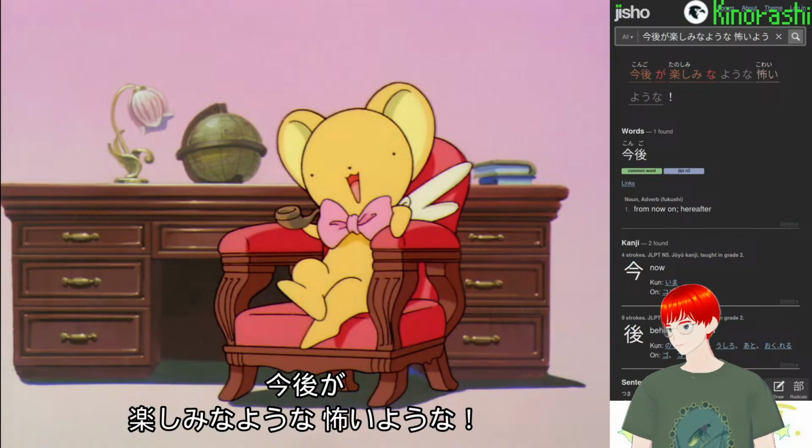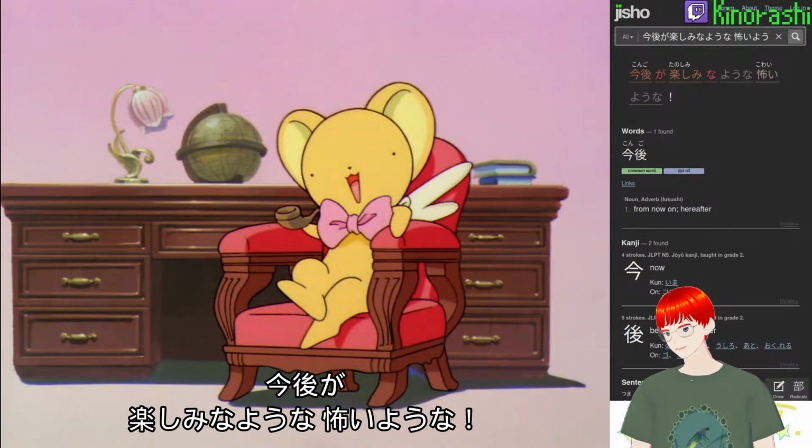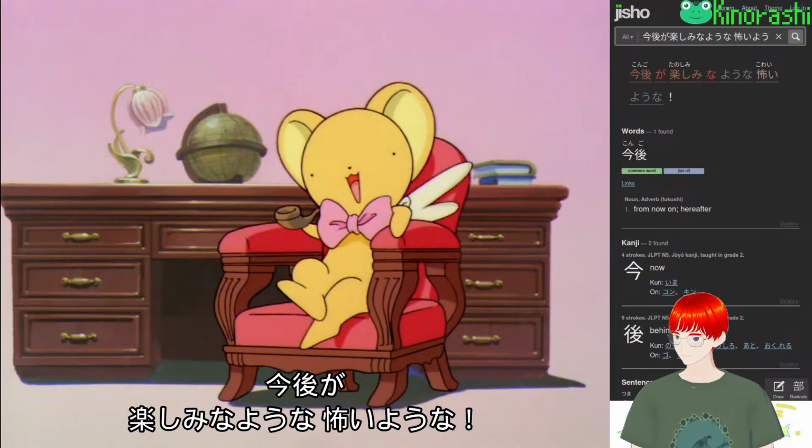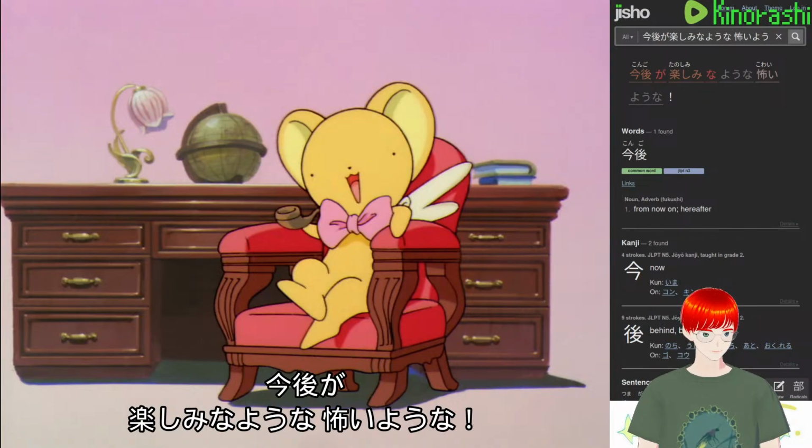Oh, that's right. If you were to say kongo ga suki da, it's more literally like what is next or hereafter does desirable, which is another way of saying you like what comes next. I guess it's sort of the same way here. You're saying here it does fun-like and it does scary-like. But in the case of suki, you use da, but why are we using yo here?